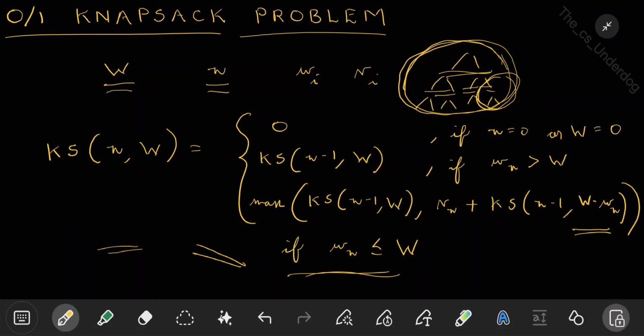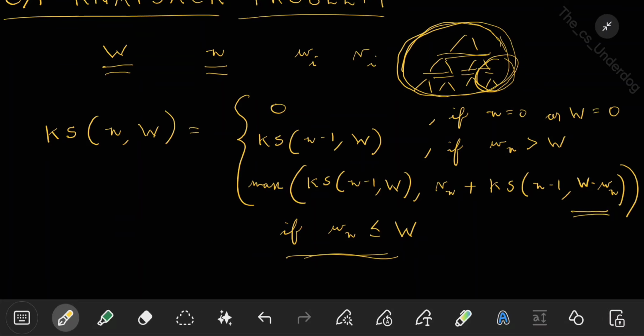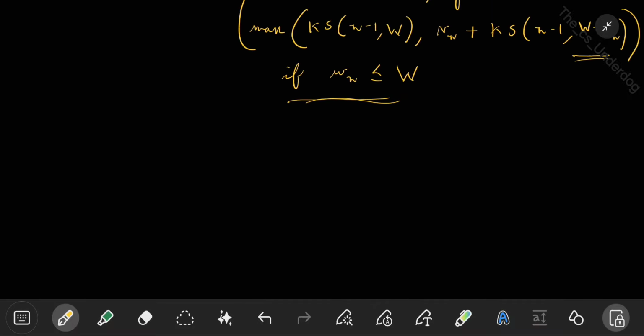So let us see how we are going to store the values. Keep in mind the recurrence relation. We are going to use the same recurrence relation in dynamic programming. How we are going to do this is, we'll use the tabulation method. In the last lecture, we learned about tabulation. Let us make use of tabulation here.